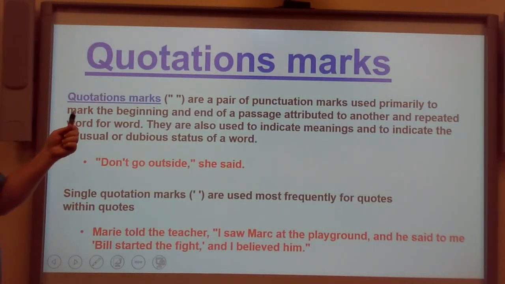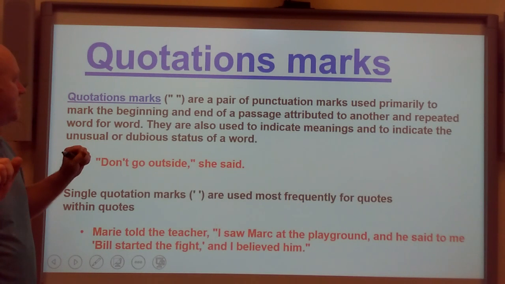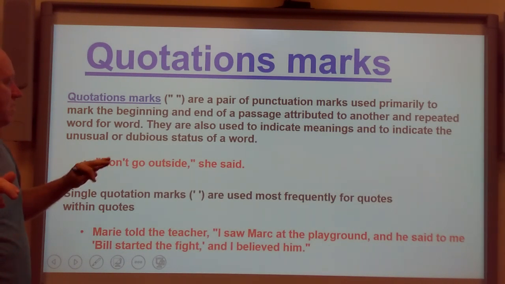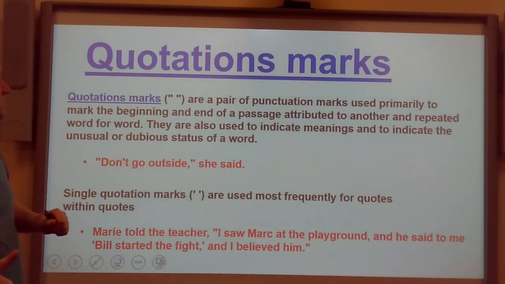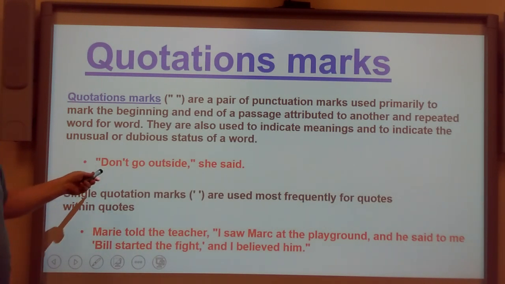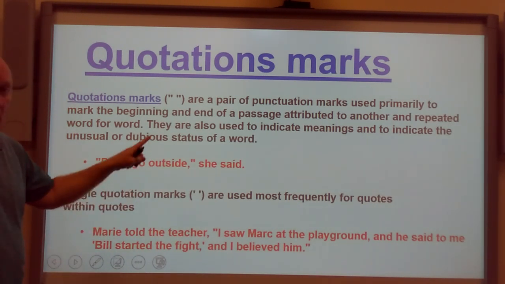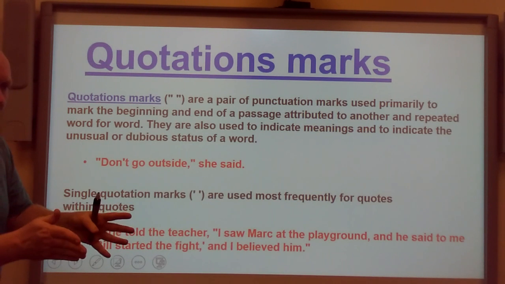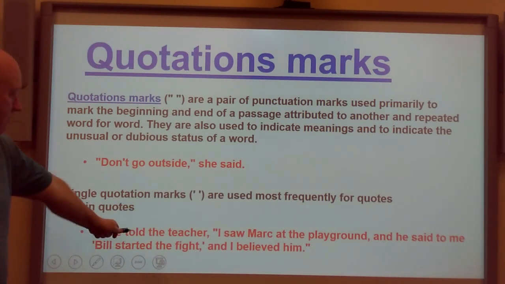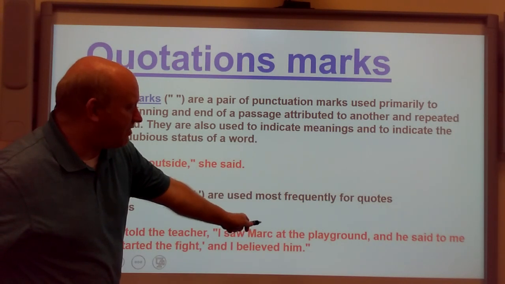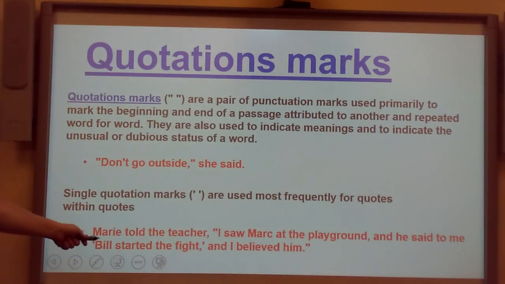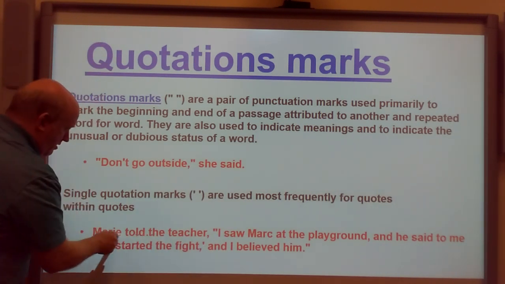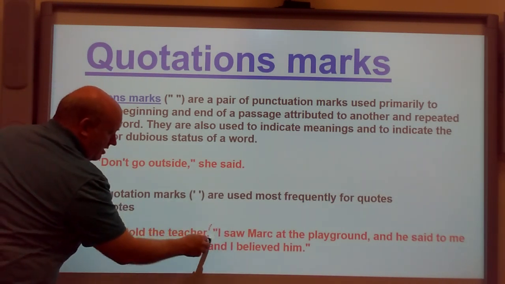Quotation marks. Quotation marks are a pair of punctuation marks used primarily to mark the beginning and end of a passage attributed to another and repeated word for word. They are also used to indicate meanings and to indicate unusual or dubious status of a word. For example, quotation, "Don't go outside," comma, she said. Single quotations are used most frequently for quotes within a quote. For example, Marie told the teacher, "I saw Mark at the playground, and he said to me, 'Bill started the fight.'" You see here, there's a quotation within a quotation.